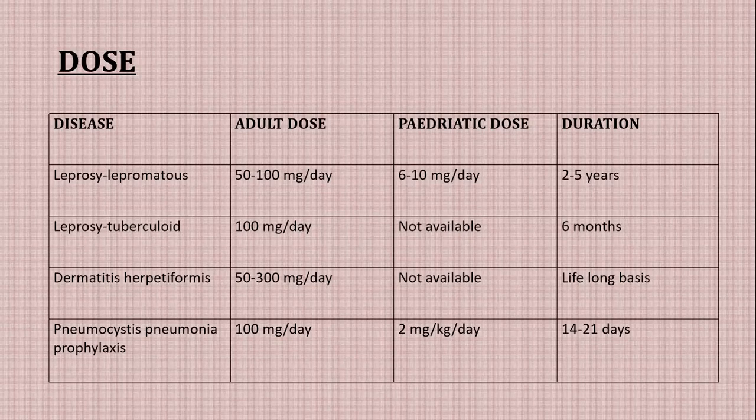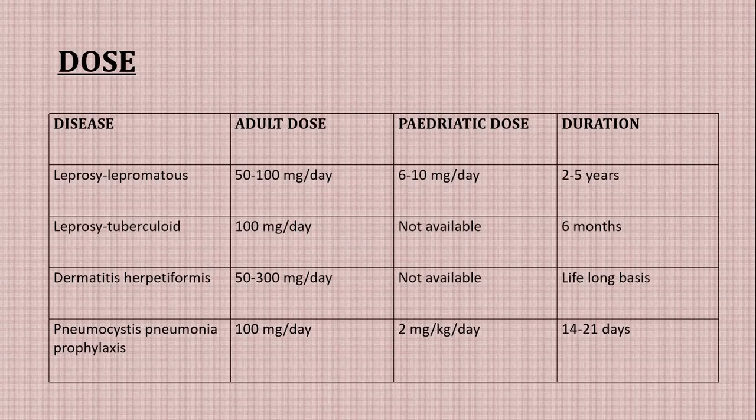For lepromatous leprosy, the adult dose should be 50 to 100 milligram per day, and the pediatric dose is 1 to 2 milligram per kg per day, up to 10 milligram per day. Duration is 2 to 5 years. There is a proper course for that. Then for tuberculoid leprosy, we give an adult dose of 100 milligram per day. Pediatric dose is not suggested, and the duration is about 6 months.